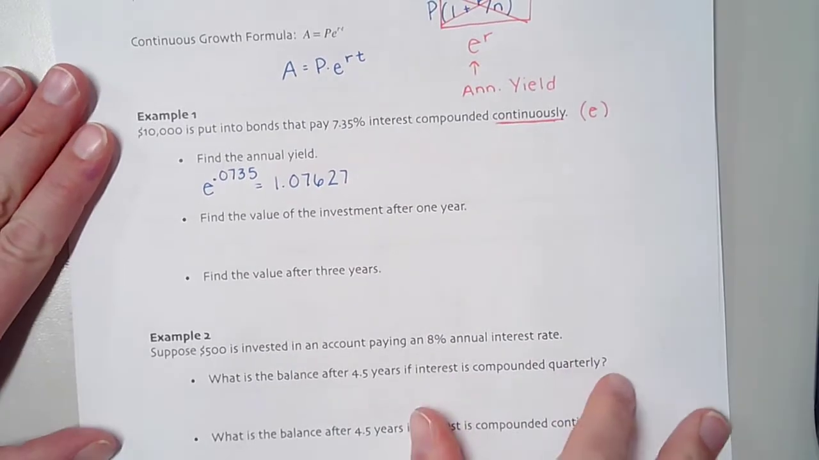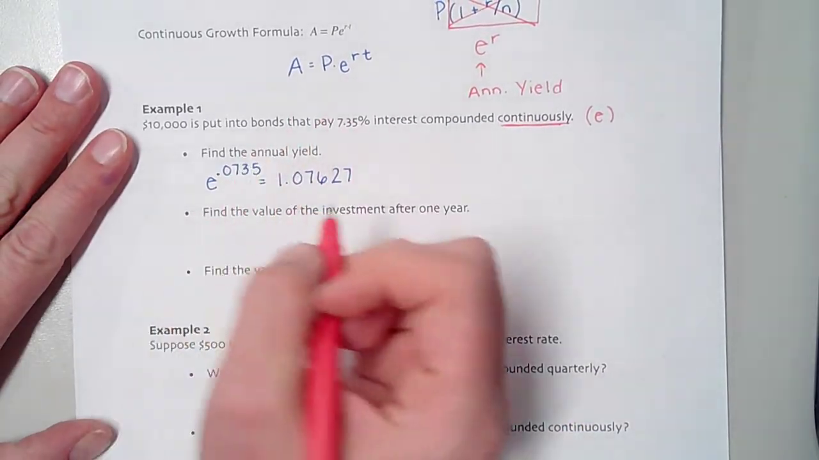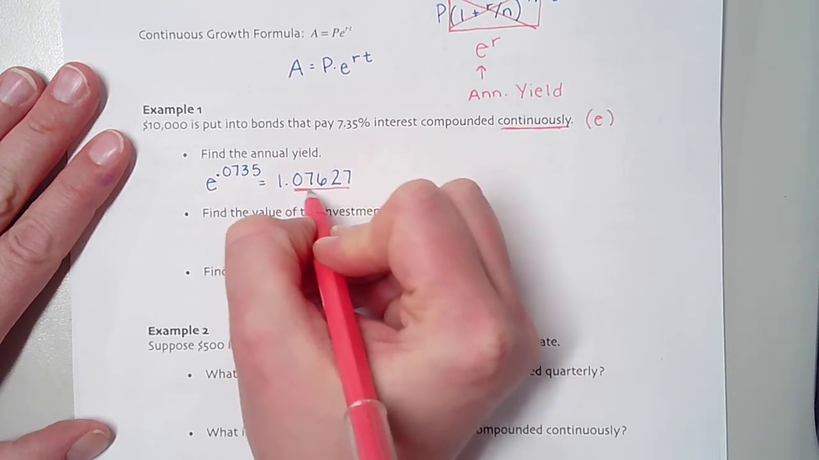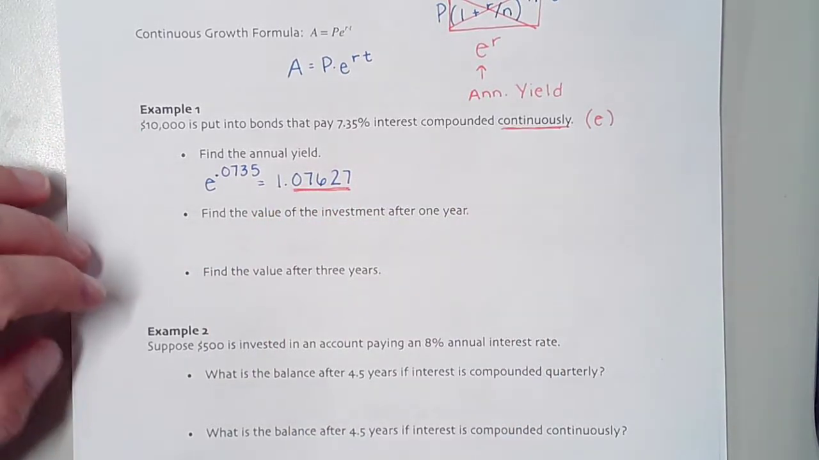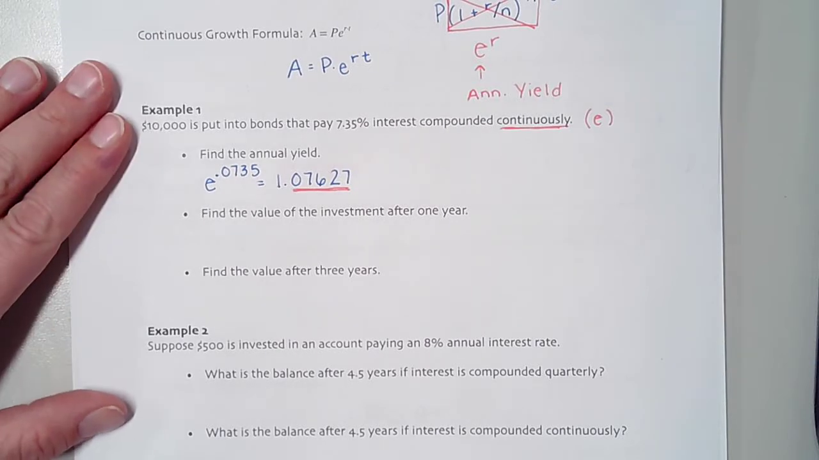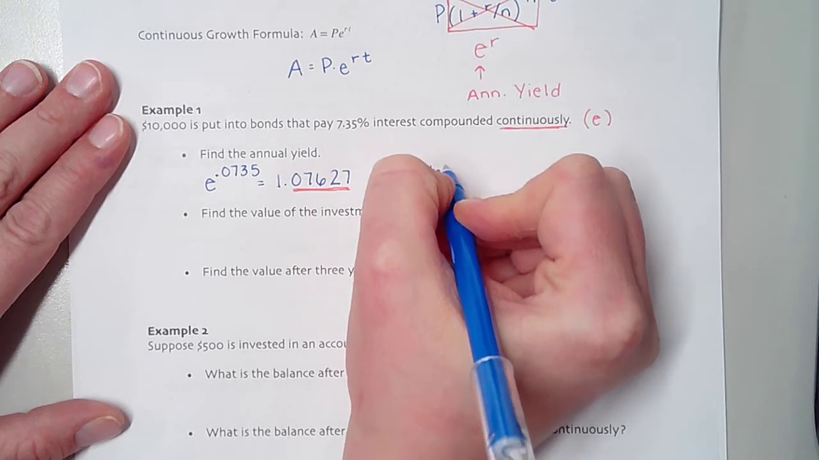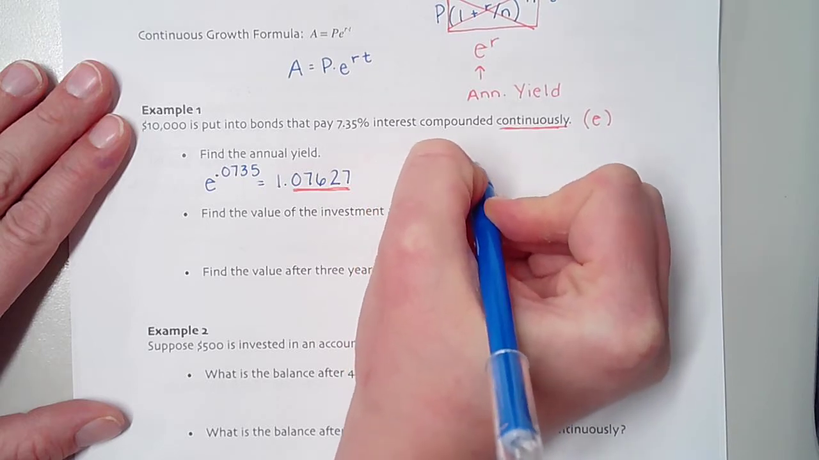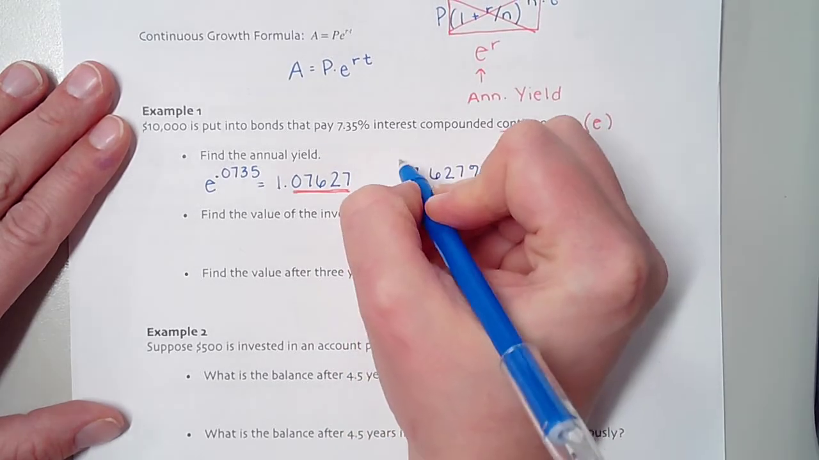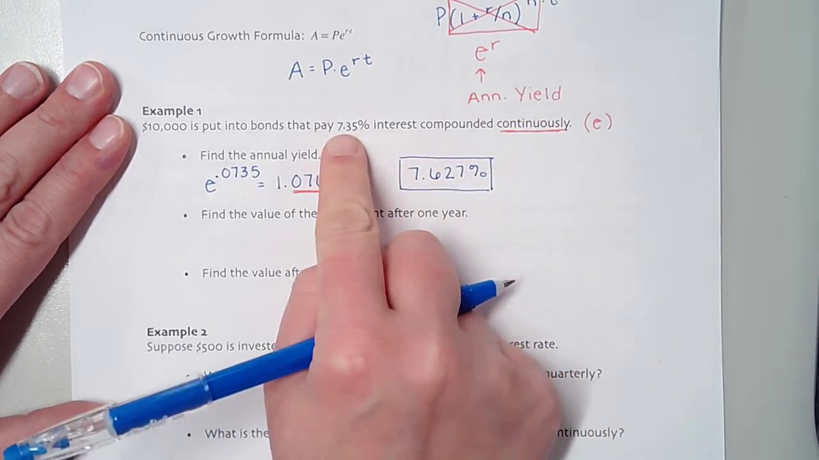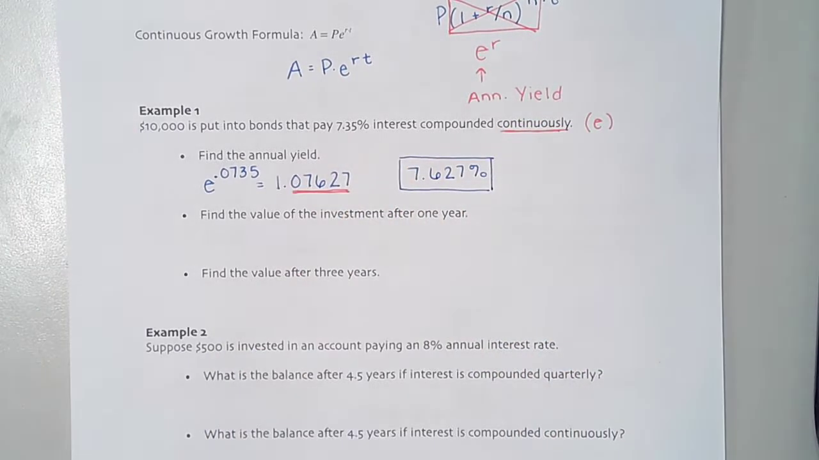Okay, so I rounded to, I think, 5 decimal places. Probably could have been fine with 4. But this is the piece that actually tells you the annual yield. Remember that 1 is just there to show that you're growing by that amount. So I would say this is 7.627% annual yield. That would be the answer to the question. And you'll notice that that's just a little bit larger than your actual interest rate. And again, that comes from the fact that you're earning interest on top of interest.